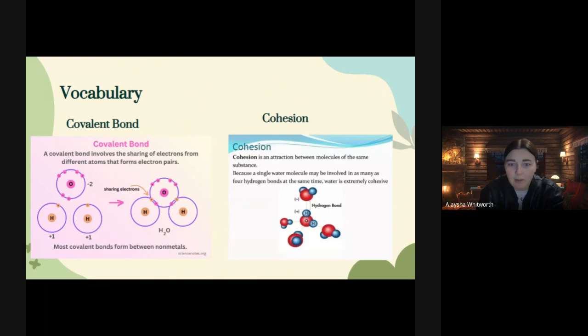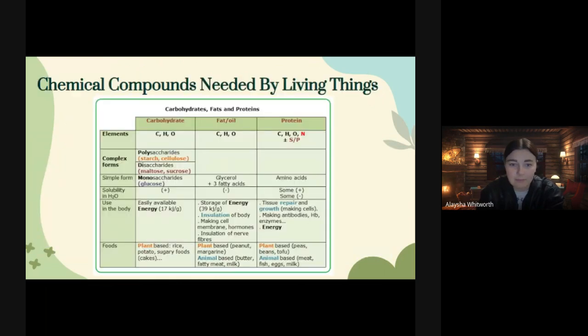Cohesion is just when water molecules are really attracted to each other. And again, that has hydrogen bonds on there because hydrogen bonds are really strong. And cohesion is attraction between molecules of the same substance rather than adhesion. There's chemical compounds needed by living things to survive, and we've learned and talked about in a discussion board carbohydrates, proteins, and then lipids, which you'll also see as fat and oils. So you need to make sure that you know the difference between a carbohydrate, a lipid, and a protein.